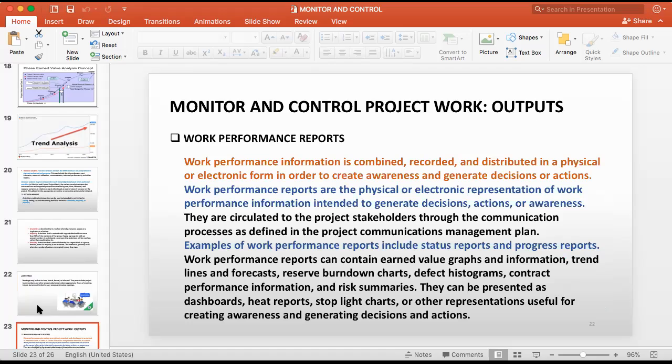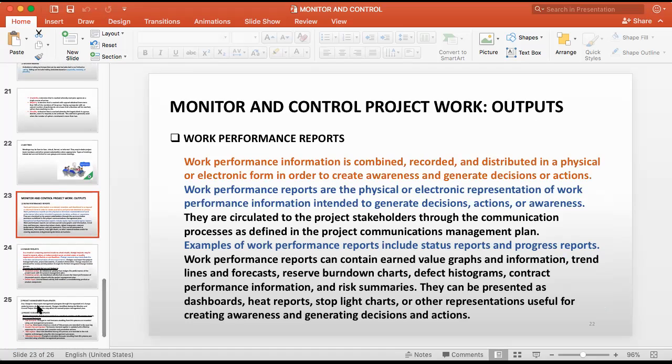So when you take the outputs, the main output is the work performance report. Work performance information is combined, recorded, and distributed in a physical or electronic form in order to create awareness and generate decisions or actions. So finally, you get the work performance report. Work performance reports are the physical or electronic representation of work performance information intended to generate decisions, actions, or awareness.